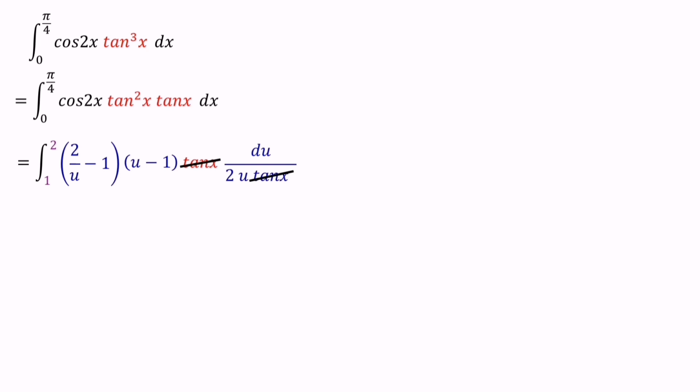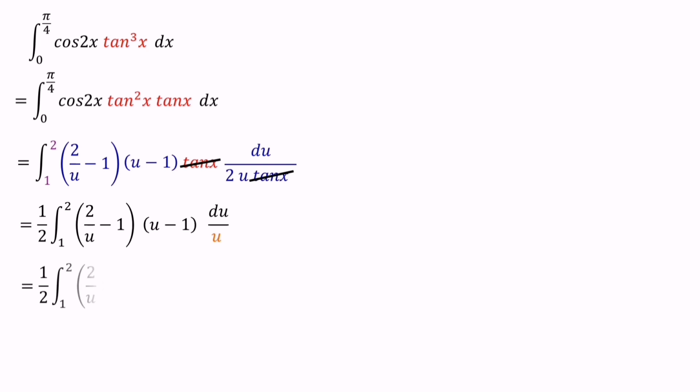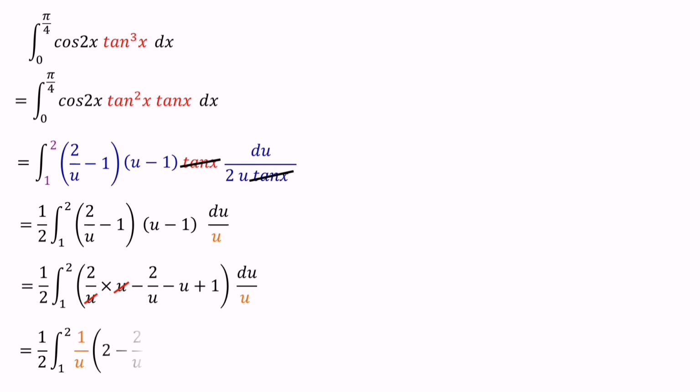The denominator 2 is a constant. So we can bring 1 over 2 outside of the integral. After that, we can remove the brackets. First one, 2 over u into u. Second one, 2 over u into minus 1. Third one, minus 1 into u. Last one, minus 1 into minus 1. Now we have 2 minus 2 over u minus u plus 1.